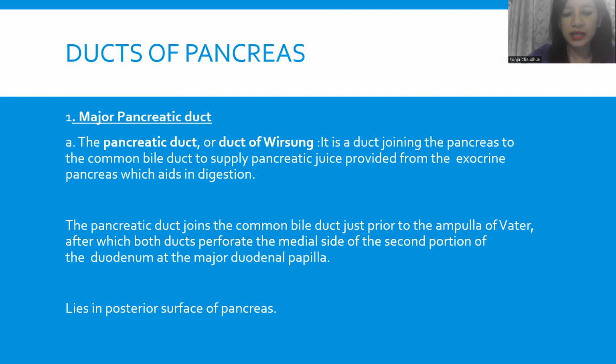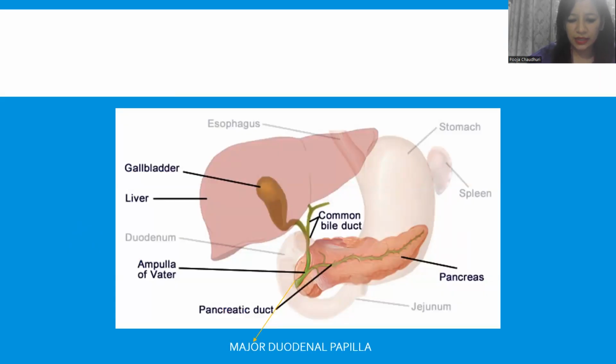So the pancreatic duct is joining the common bile duct just prior to the ampulla of Vater. Just prior to the ampulla of Vater, this pancreatic duct joins the common bile duct, and after that, both these ducts perforate the medial side of the second portion of the duodenum at the major duodenal papilla. Basically, this is lying in the posterior surface of the pancreas. So here we can check the papilla and also the main pancreatic duct.